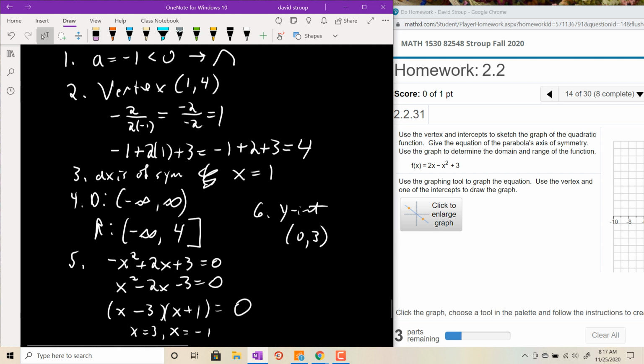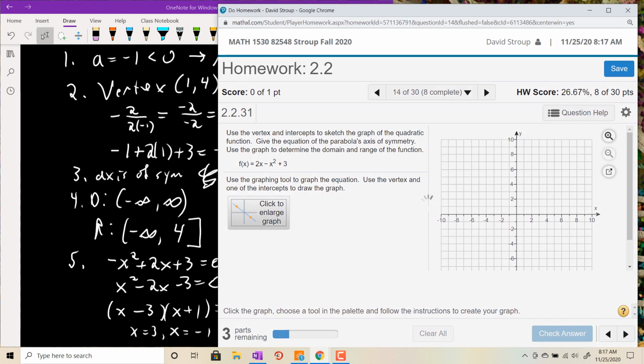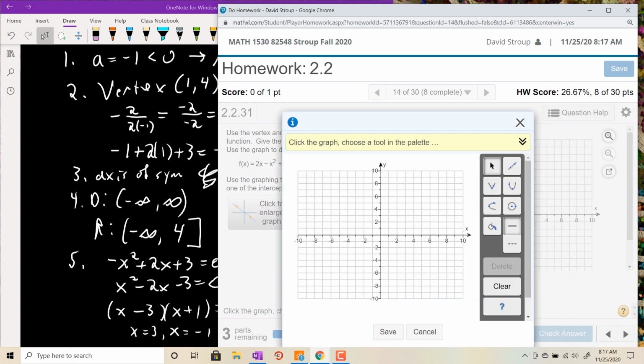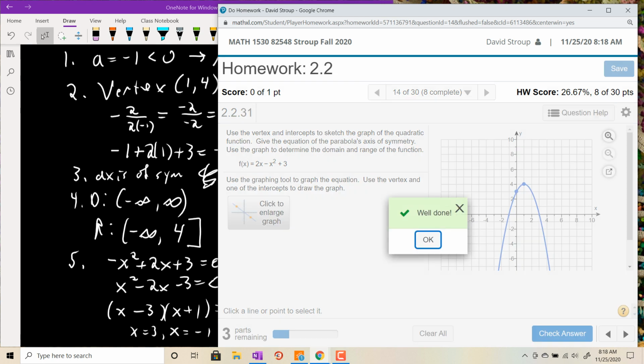Okay, all right, so let's go in here and see what they need us to do. Click the graphing tool to graph the equation, and it wants us to use the vertex and one intercept. So the vertex, we said, was at 1, 4. So 1, 2, 3, 4. Whoops, I used the wrong type. So it's at 1 and then 4. And then the intercept, 0, 3. It's a sad face. And there it is. Okay, so save. That's easy.